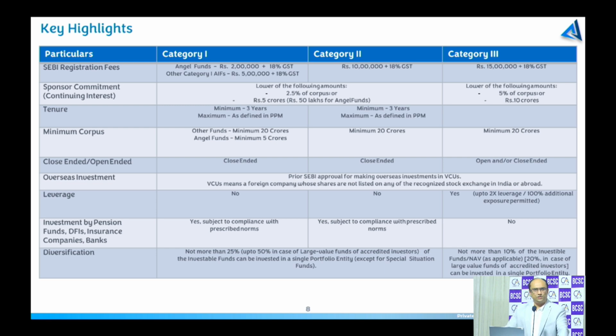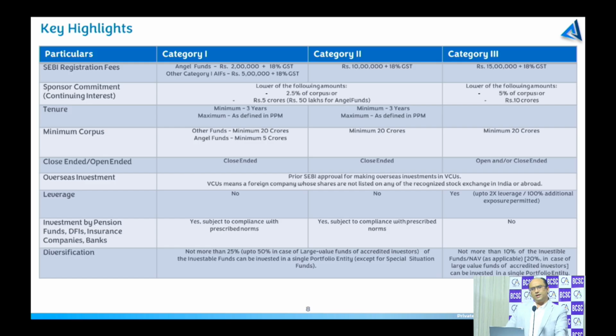Sponsor commitment, which we spoke of earlier: for category 1 and category 2 funds, it is 2.5% of the corpus or 5 crores, whichever is less. For angel funds, it is only 50 lakhs. For category 3 funds, it has to be 5% of the corpus or rupees 10 crores, whichever is less.